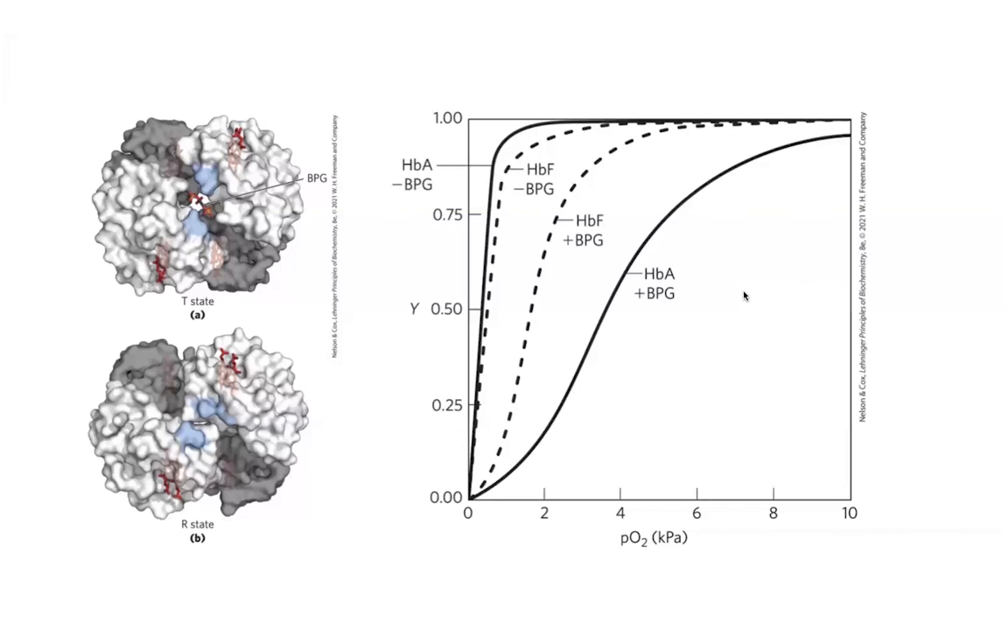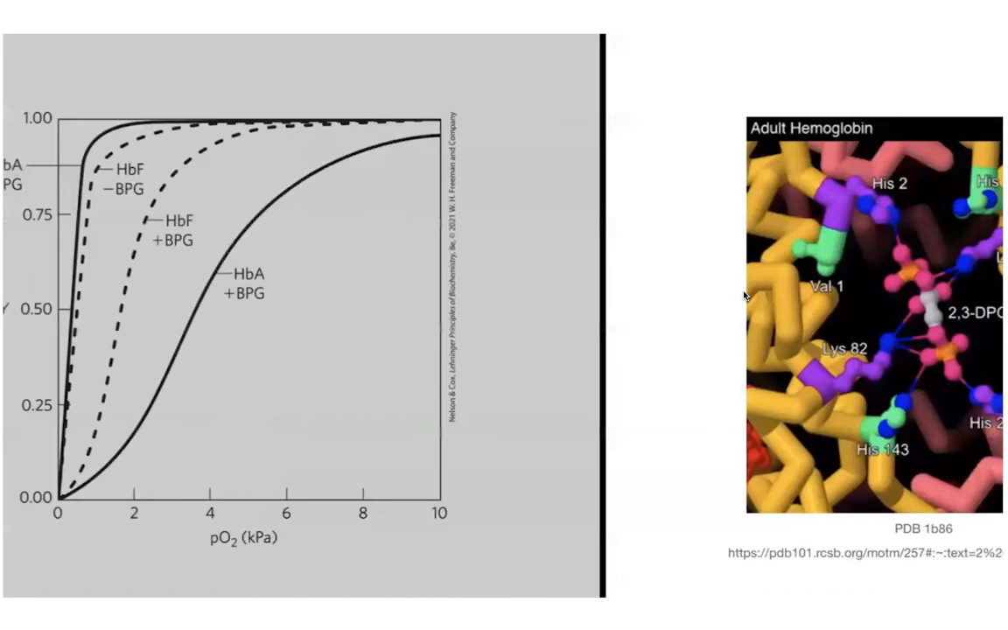But remember that BPG is a byproduct of metabolism. And that fetus has to do a lot of metabolism in order to grow and develop. So you're going to have a lot of BPG around. We need a way to deal with a lot of it being around, and one way that we could do that is by having a lower affinity for it. So fetal hemoglobin has a lower affinity for BPG, and therefore it isn't going to be influenced as much by it.